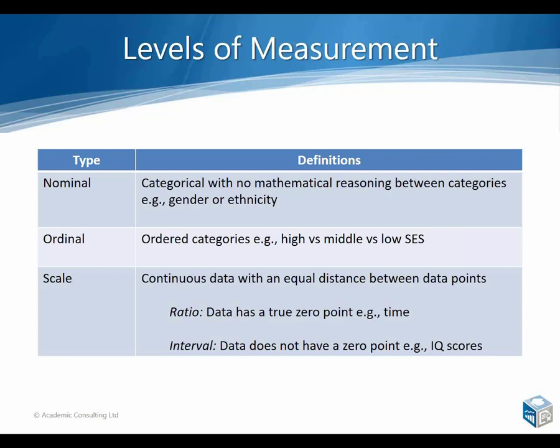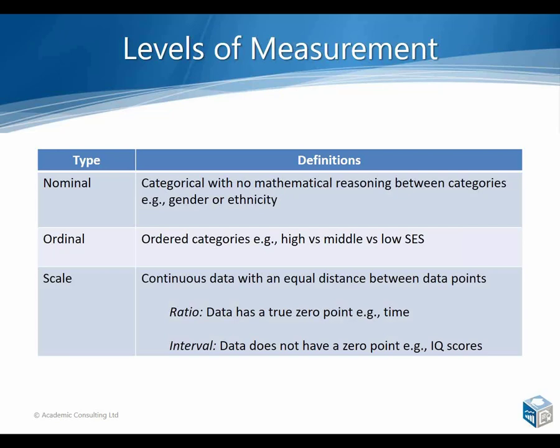For those of you familiar with the New Zealand schooling system, decile, school decile, 1 through 10, is another example of an ordinal level variable. Now, at the top of this range of possible levels of measurement is scale. So scale is the best type of variable to have because you can do more statistical tests with it. And there are two types of scale variables, ratio and interval.